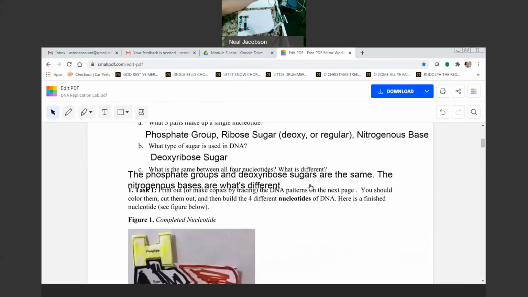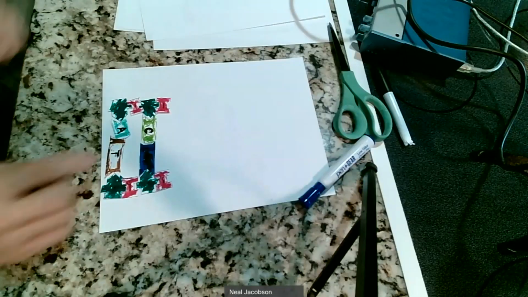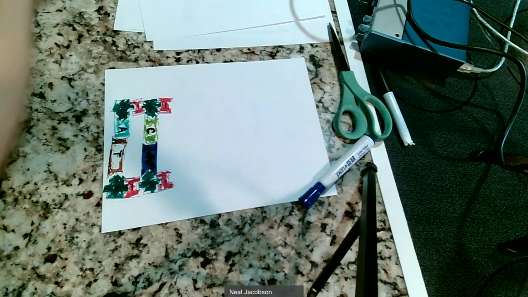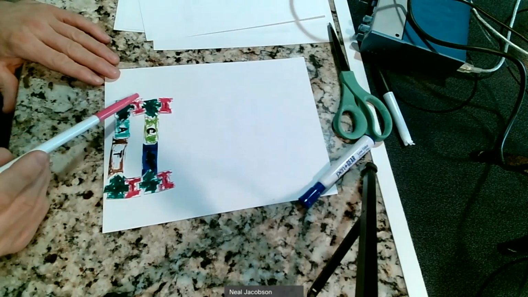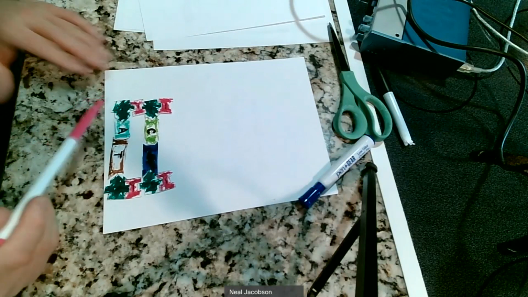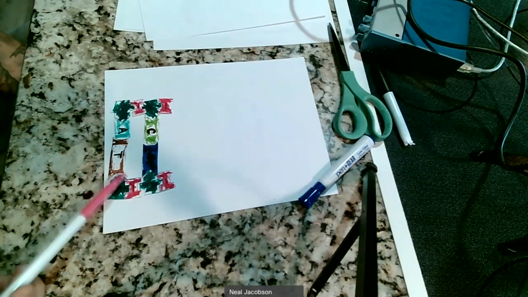So next it says print out, and if I can stop sharing. Okay. So now it says print out and cut out the four nucleotides and color them in. So I had my 4-year-old color them for me. What you can see, and I'll use my pen here, is I cut all the shapes out. We colored them. The phosphate groups, they're like the H's, he colored in pink. And then the deoxyribose sugars are colored in green.